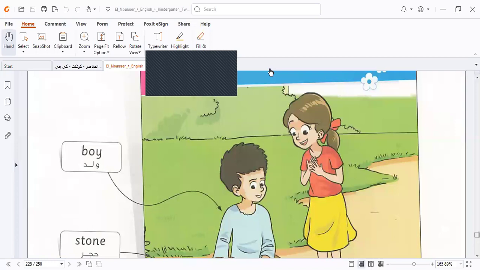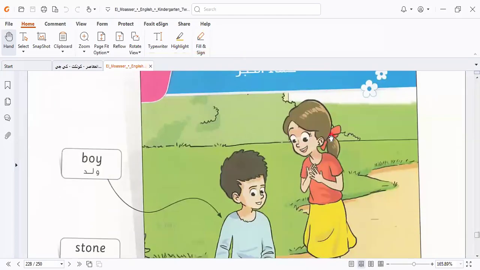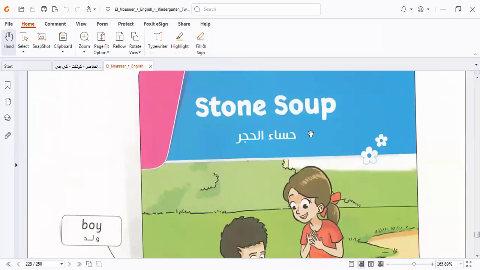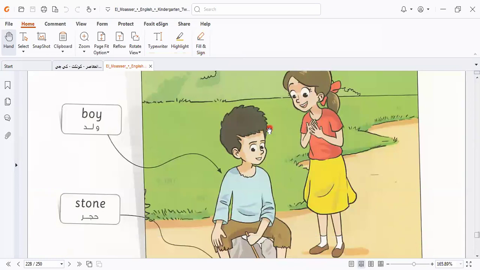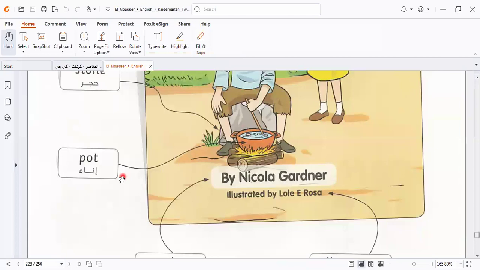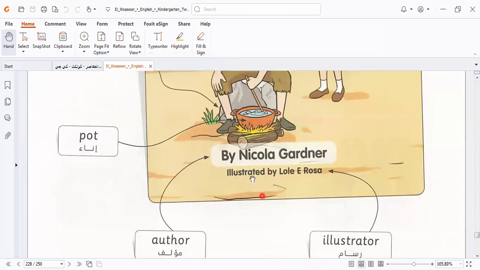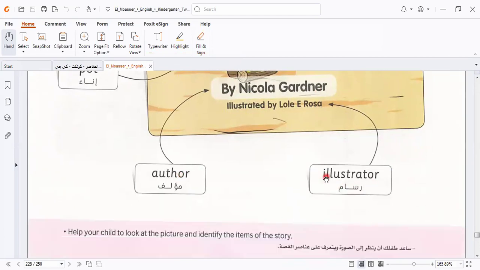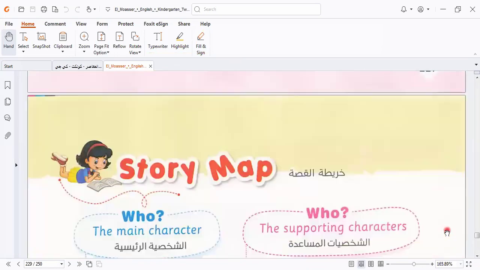Today I would like to know more about the story, what the story consists of. Here the story is about Stone Soup. What are the characters of this story? We have a boy, we have a stone, we have a boot. This is the author who wrote this story, and the illustrator, who drew the drawings in this story. Let's go and find out.